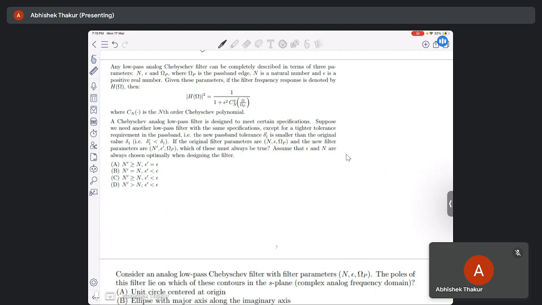Coming to question number 4, any low-pass analog Chebyshev filter can be completely described in terms of three parameters: n, epsilon, and omega p. And here the filter response is denoted as this. Cn, the function Cn, is the nth order Chebyshev polynomial.